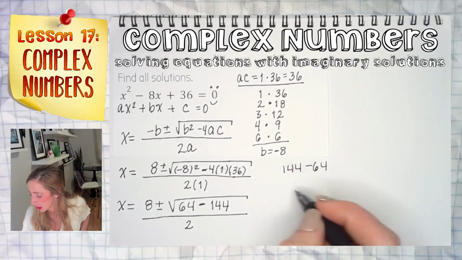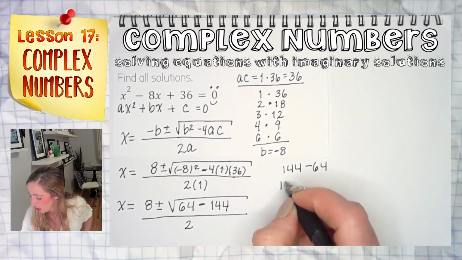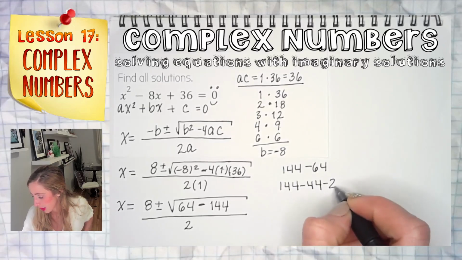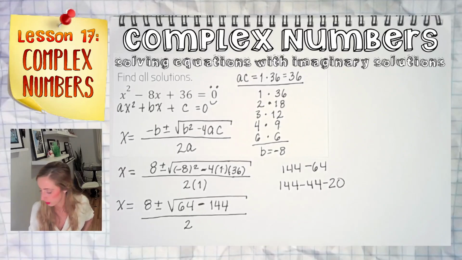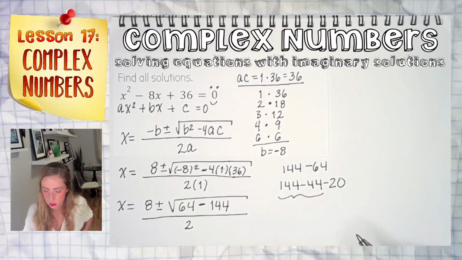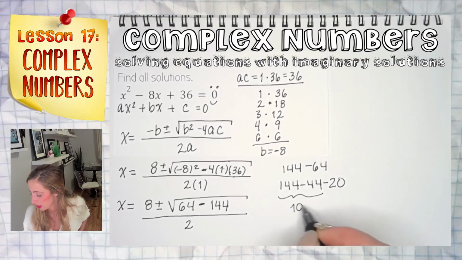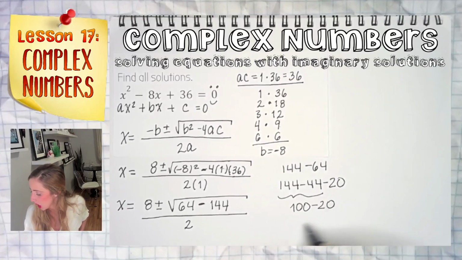Okay, so let's look at this. What if I did 144 minus 44, right, minus 20? Beautiful, right? This is what should be happening in your head and not on your paper. You should be able to do it in your head. And if not, let's start practicing. 100 minus 20, and 100 minus 20 is 80.